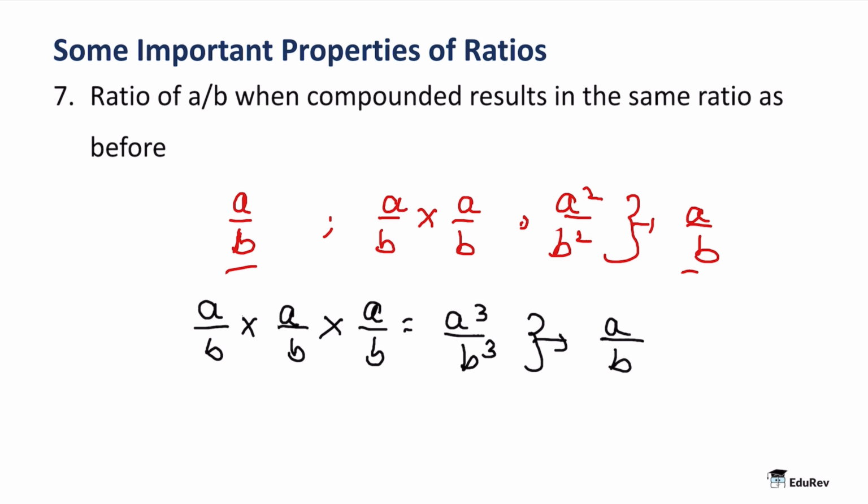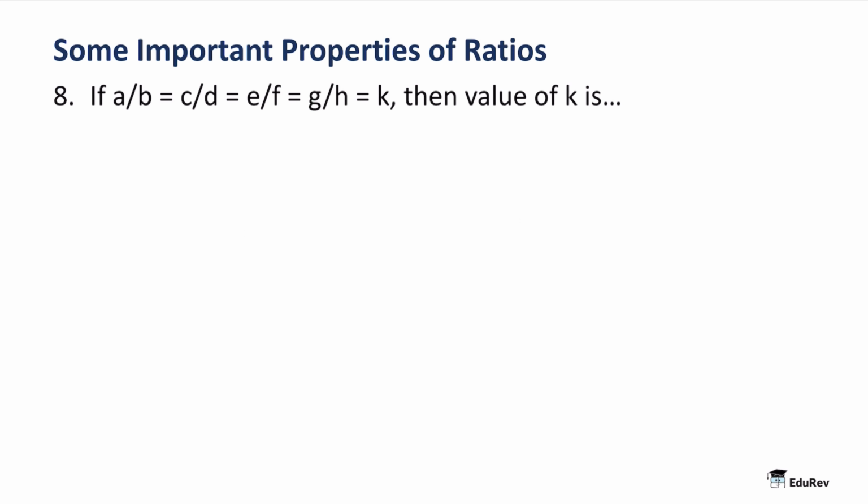This means that the ratio of A by B when compounded, meaning multiplied or divided by itself in the same ratio, gives us the same ratio as before. Got it? So that's all that it is trying to tell us. Great. Now let's move on to the eighth property.